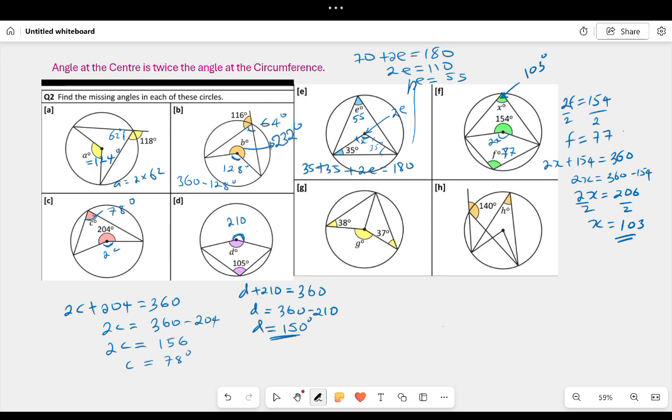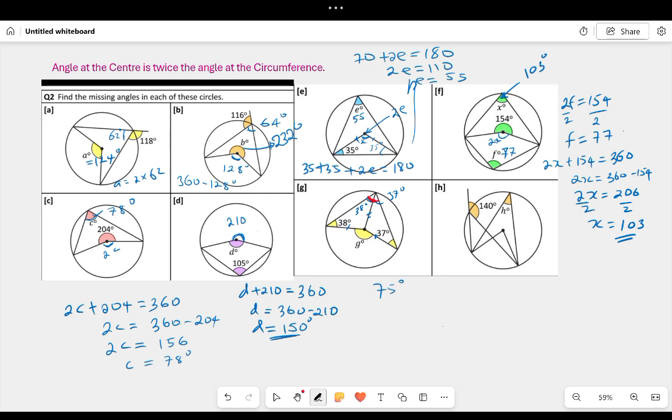Now, coming to G, we have two isosceles triangles here. So if this side and that side are equal, then this one should be equal to 38 degrees. And if this side and that side are equal, then this is 37 degrees. Now, we are going to have 37 plus 38, which is equal to 75 degrees. Therefore, the whole of this angle here, the angle highlighted in red, is 75 degrees.